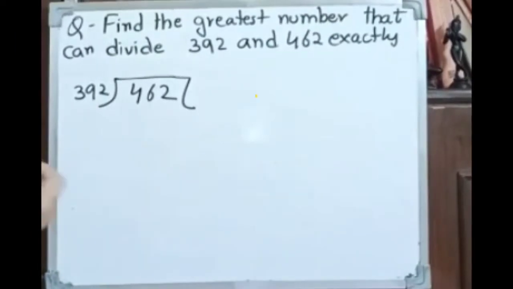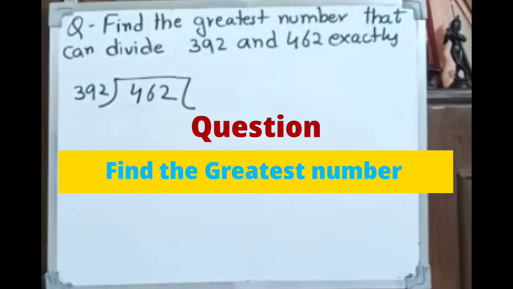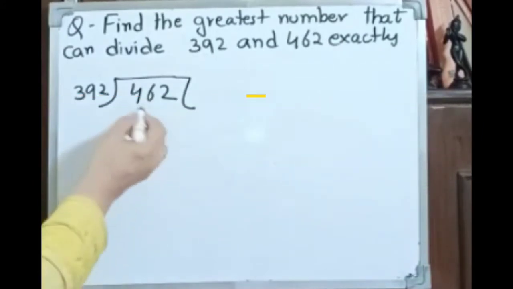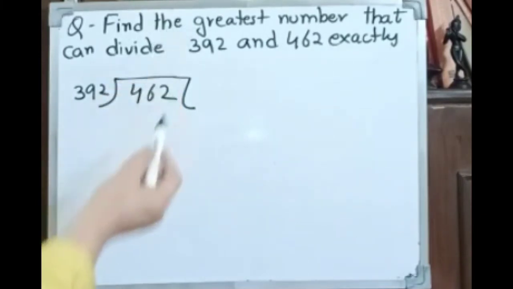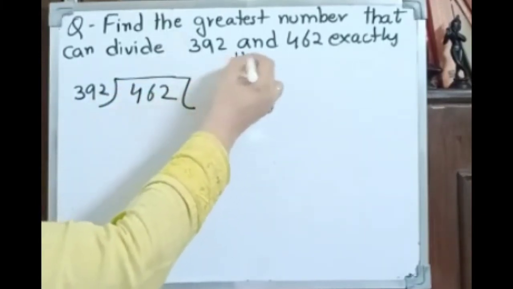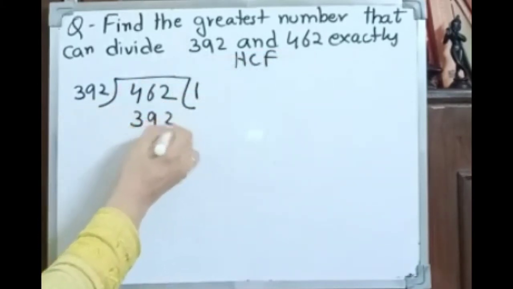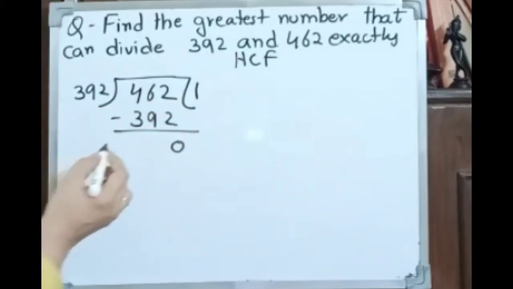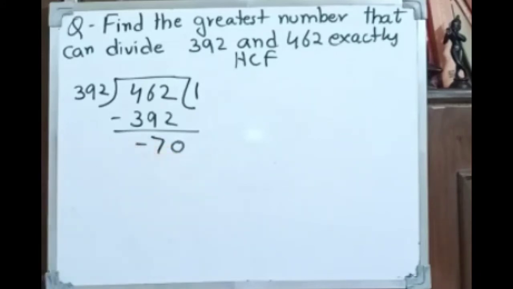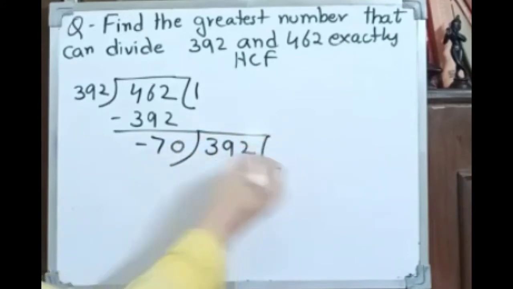Now the next question: find the greatest number that can divide 392 and 462 exactly. Exactly means that at the end you get 0 as a remainder. Greatest number means HCF, so we have to find the HCF through the division method. Here 392 ones are 392. Then 462 minus 392 gives 70. Now 392 divided by 70, so you have to take help of multiplication.